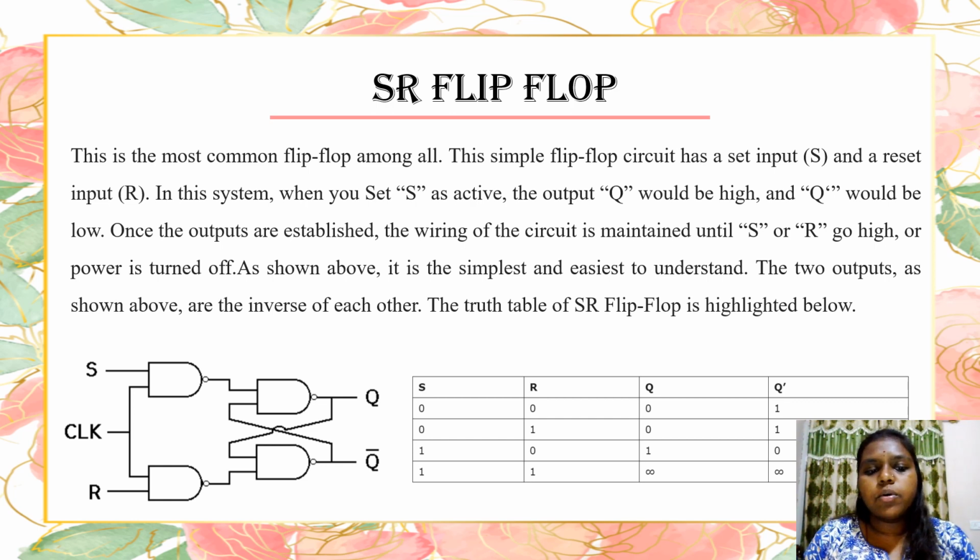The two outputs as shown above are the inverse of each other. The truth table of SR flip-flop is highlighted below. We can see if Q is 0, Q bar is 1, else Q is 1, Q bar is 0.